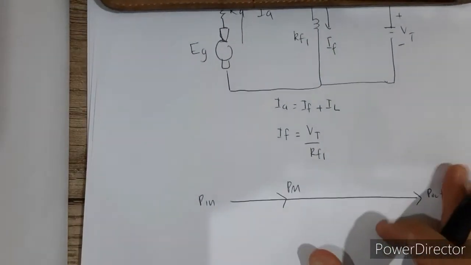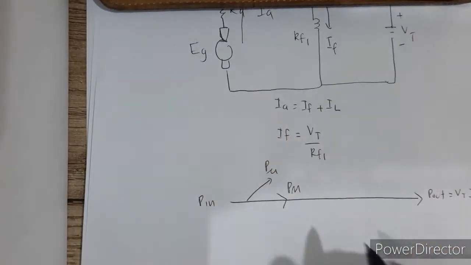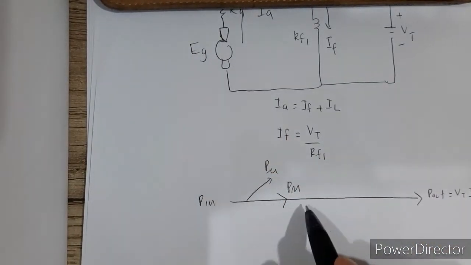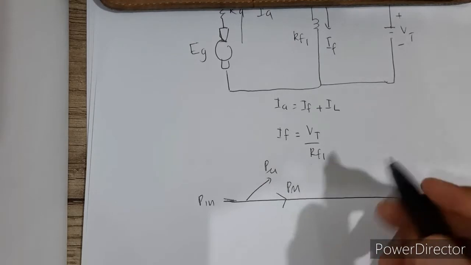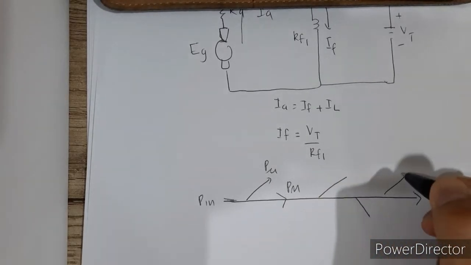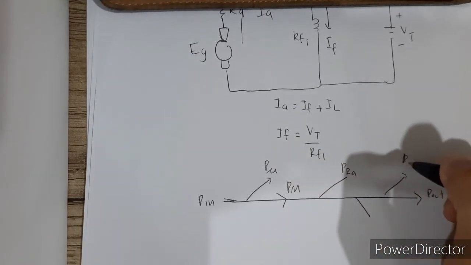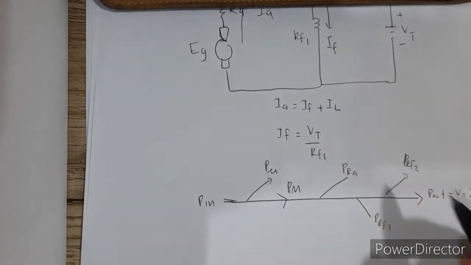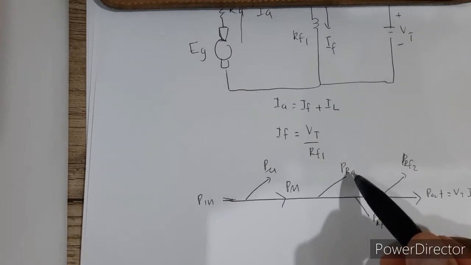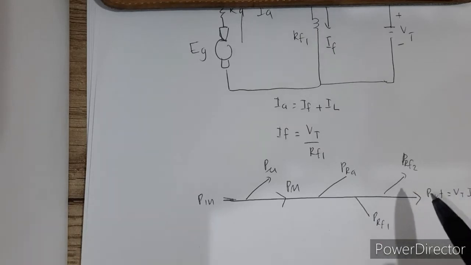Before PM must be P mu, the mechanical losses, otherwise P in would be equal to PM. So that's why we have P in, P mu, which is our mechanical losses, and then PM. And then we have 3 types of losses because we have 3 resistors: PRE, PRF2 and PRF1. You can also call them PCA, PCF2, PCF1. The terms are different, but the power is similar.